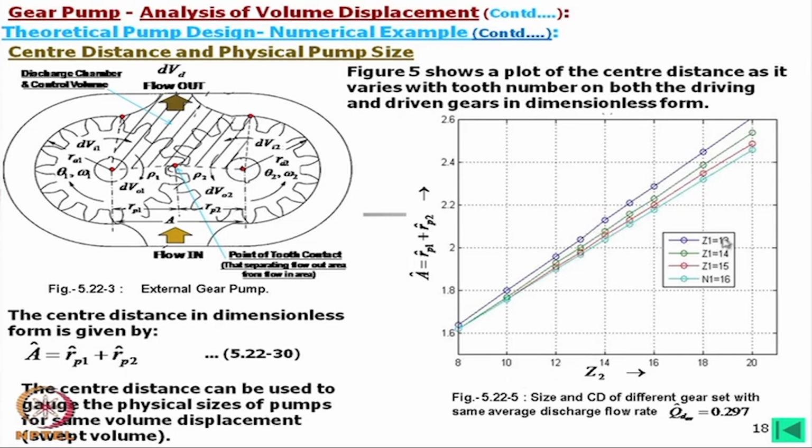is with 13 teeth. Z1 is 13, and Z2 is varying from 8 to 20. We have calculated from 8 to 20. We have extended this graph, but in this chart 13 was the minimum teeth number. What we find is that this is with the driving gear at 13, and this curve when the driving gear is 14, and this is with 15 and this is 16.